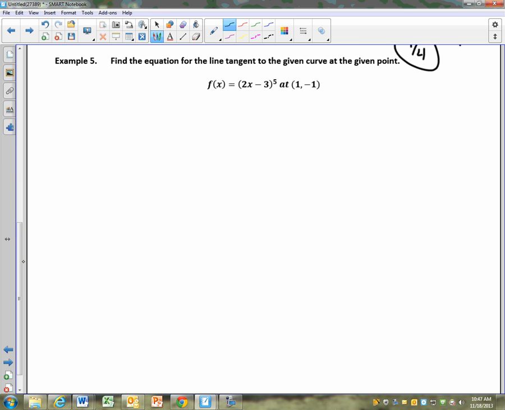Find an equation for a line tangent to the given curve at a given point. So back to the very basic problem that we started with in calculus. We will continue to always come back to this type of problem. In order to write an equation for a line, you need two things. What are they? A slope and a point on the line. That's what we need. What's the point on the line?